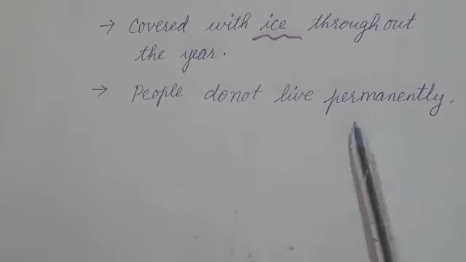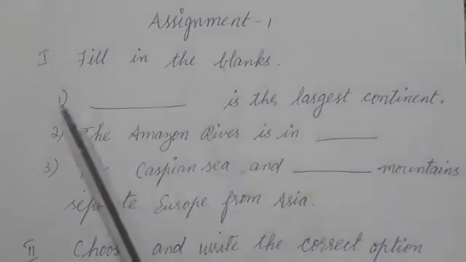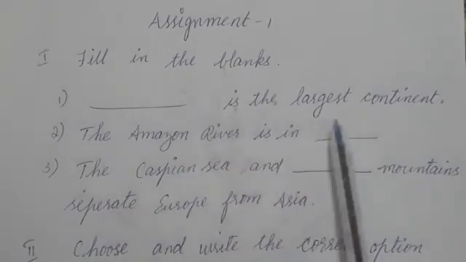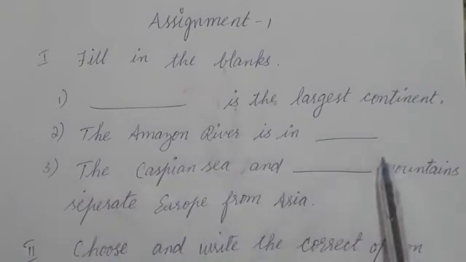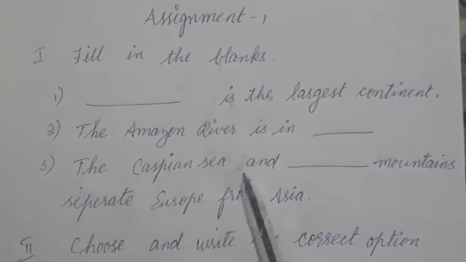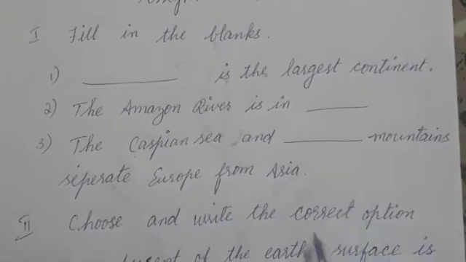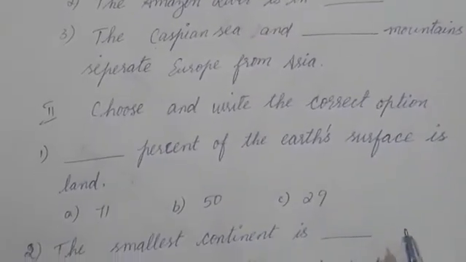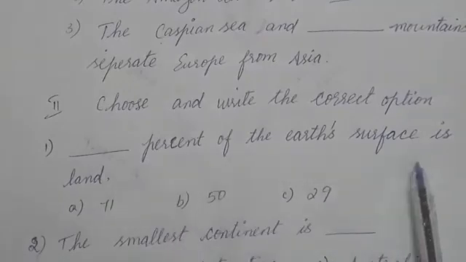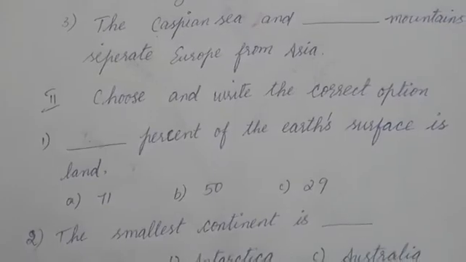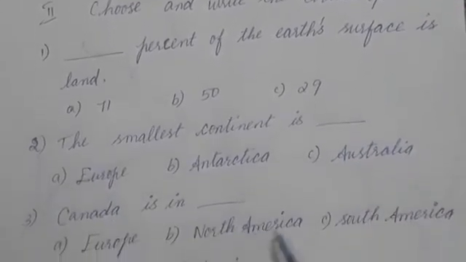It is Antarctica. And the assignment for this portion is, first Roman letter, fill in the blanks. First one, dash is the largest continent. Second one, the Amazon river is in dash. Third one, the Caspian Sea and dash mountains separate Europe from Asia. And second Roman letter, choose and write the correct option. First one, dash percentage of the earth's surface is land. And second, the smallest continent is dash. Third one, Canada is in dash.